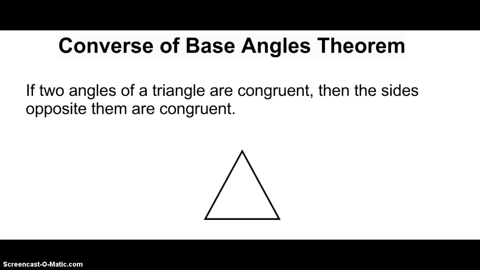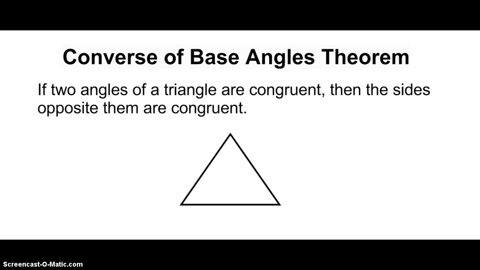So what this means is that, let's say I have this triangle, and I know, let's see if this works. Oh, it's not going to work. Hold on. All right, let's try this again. So if two angles of a triangle are congruent, then the sides opposite them are congruent.